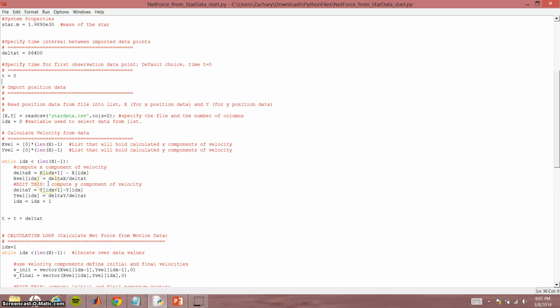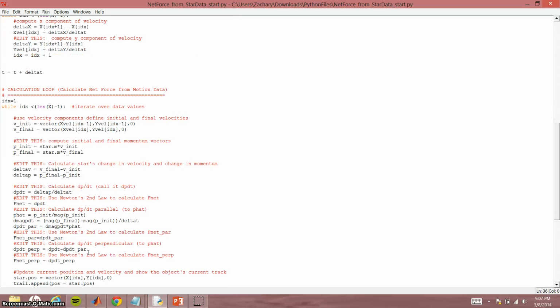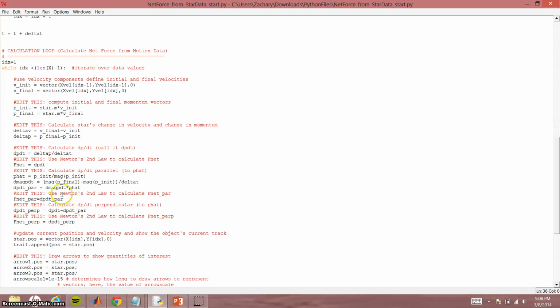Down here we have some code that takes the values found in stardata.csv and finds the changes in the x component of velocity as well as the changes in the y component of velocity. And now we get down to the actual physics, where we find initial velocity, initial momentum, final momentum, which obviously are the star's mass times the velocities. And then we can find both the change in velocity and the change in momentum. And now we get dp/dt, and in this model we can just set Fnet equal to dp/dt. We'll talk more about that later.